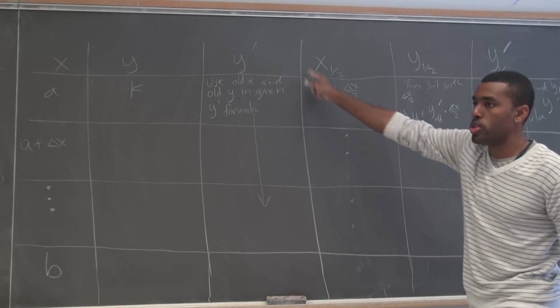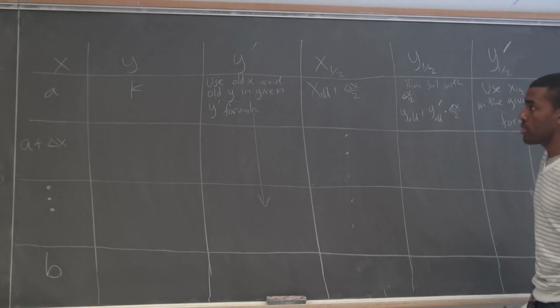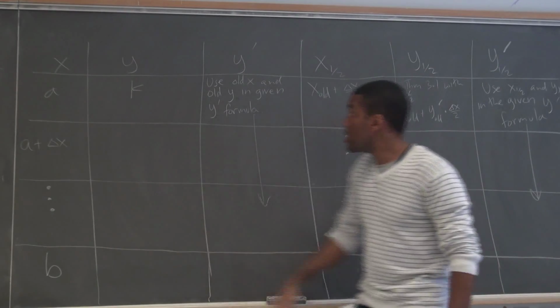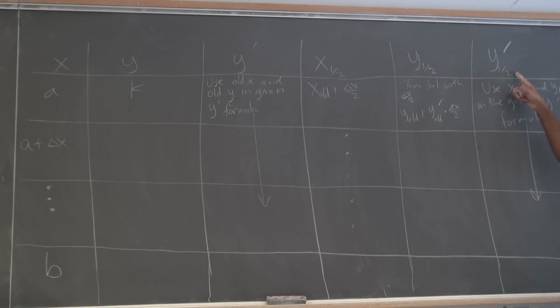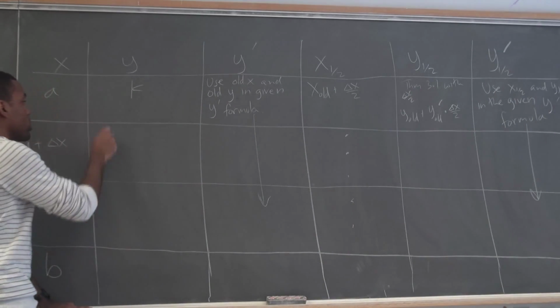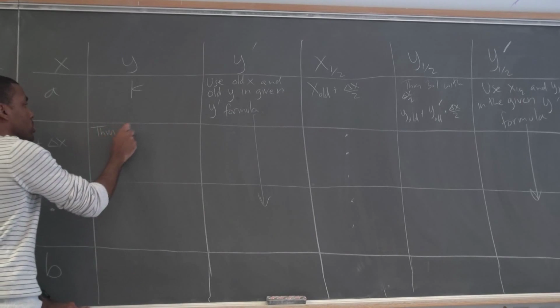So anytime you see a derivative, use the given derivative formula. When you're finding y prime, you use the x and y in the given formula. If you're finding y prime of the half step, use the x half and y half in the formula. So that's the easy part. For y half, you use theorem 3.1. That's where you have to go to the side and figure something out to come back. Now to figure out the y's is where you use theorem 3.2.